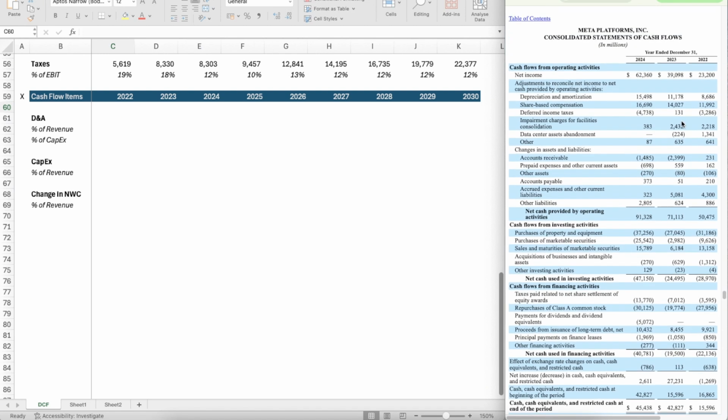So depreciation and amortization. If we look at this, for the most recent year, 2024, it's 15 billion, 11 billion the previous year, just under 9 billion for 2022. But then look at the CapEx, purchases of property and equipment. This is the capital expenditures. 37 billion in 2024. 2023 was 27 billion, 31 billion the year before that. So this is huge, which is why let's start filling it out.